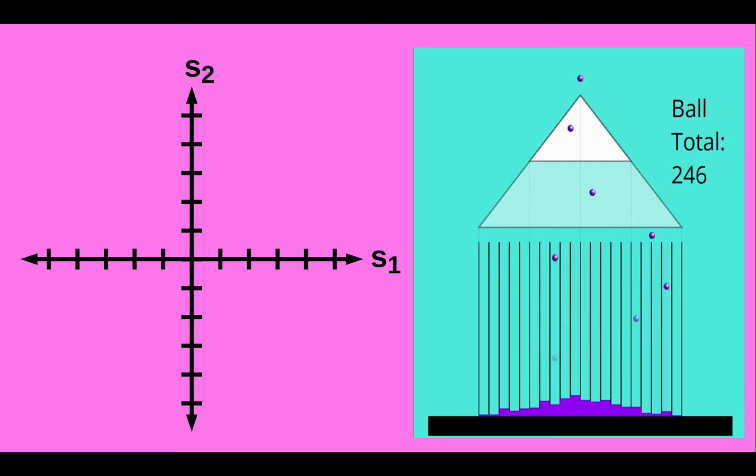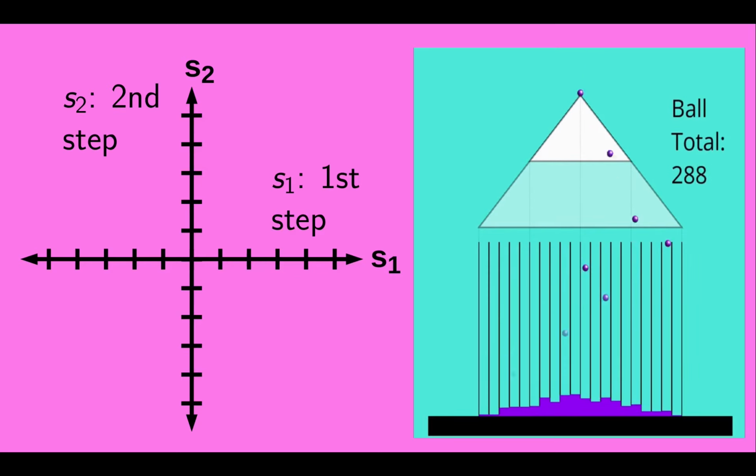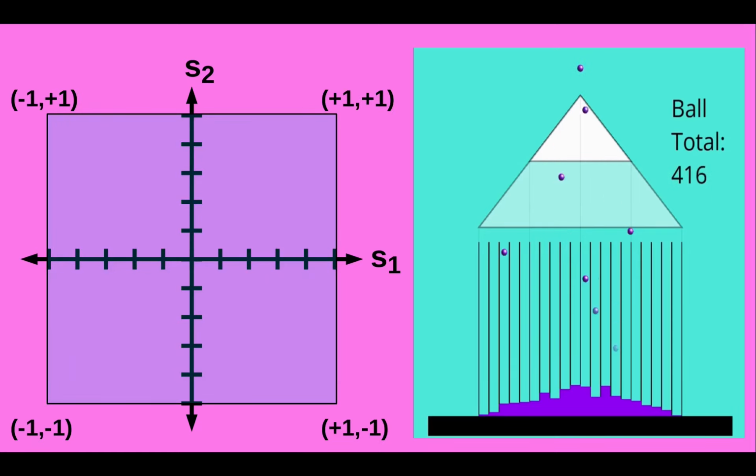On the horizontal axis, we'll put the result of the first step, which we'll call S1, and on the vertical axis, we'll put the result of the second step, which we'll call S2. If we drop many balls, they should evenly cover the square, demarcating the region where both S1 and S2 are between -1 and +1. Here, the S1 and S2 axes have tick marks in units of 0.2. Now, we want to know the probability of a ball ending up in a particular bin after the two steps. The location X that it ends up at is S1 plus S2.